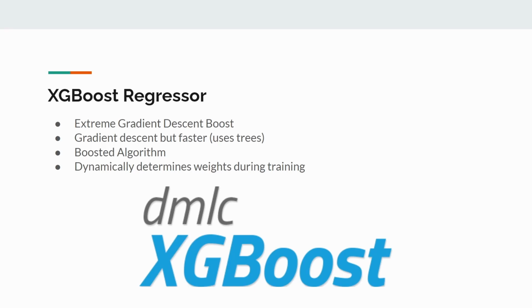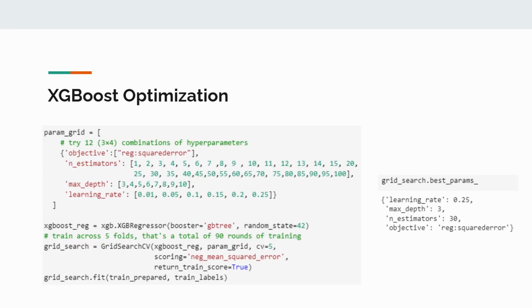The last model we decided to use was the XGBoost regressor, which stands for Extreme Gradient Boost Regressor. This basically uses the concept of gradient descent, but faster because it uses trees. This is also a boosted algorithm, which means the outputs within each training layer become inputs within the same layer, and that is eventually passed on to another layer of the tree. Because of this, the XGBoost regressor dynamically determines the weights during training and allows us to form an even more accurate model. Here is an image of us optimizing the XGBoost regressor.